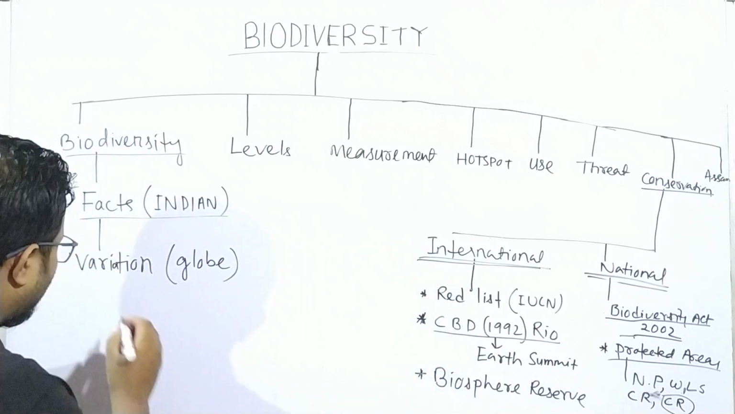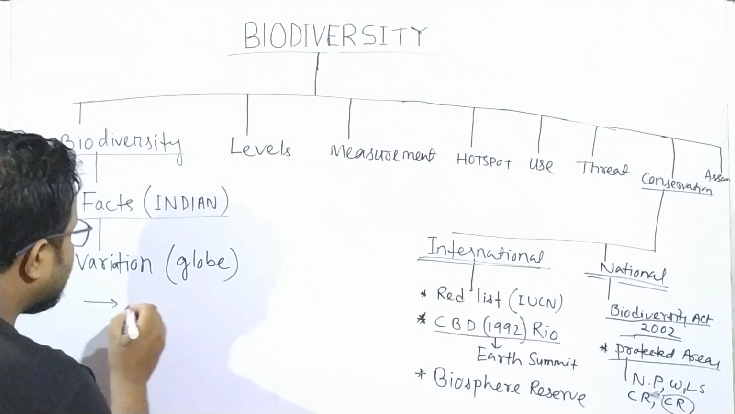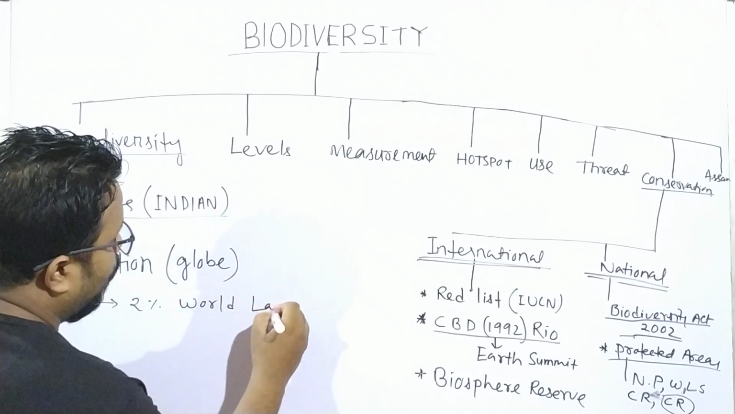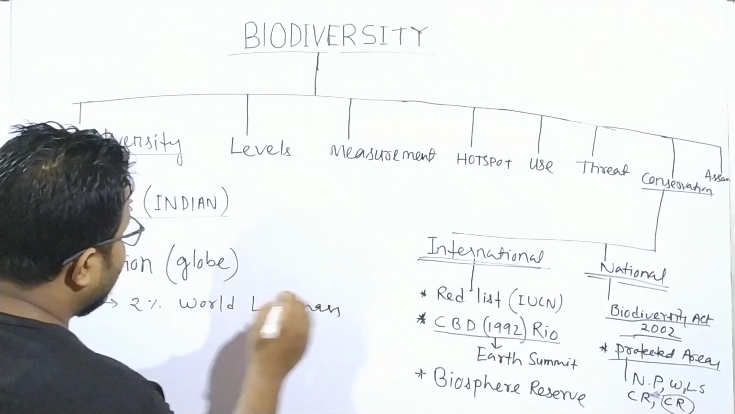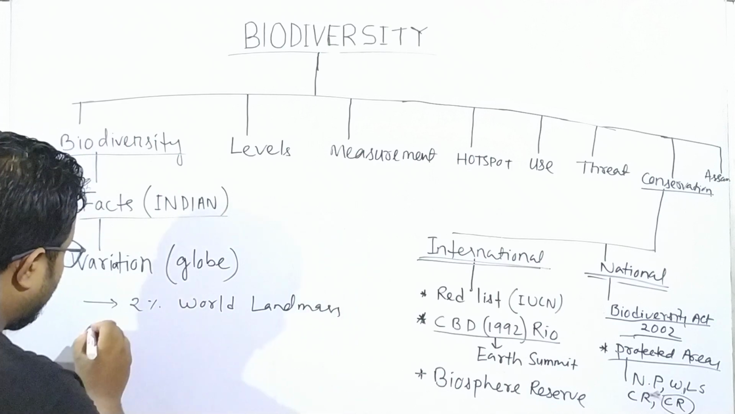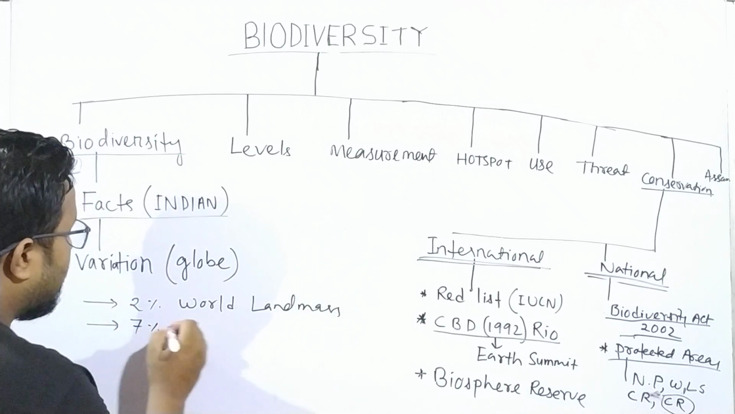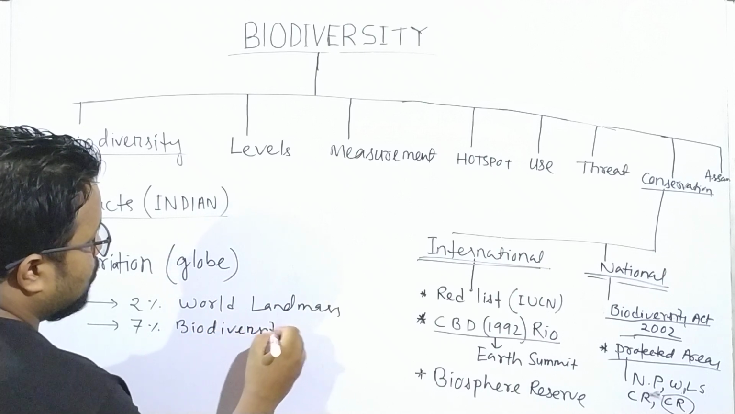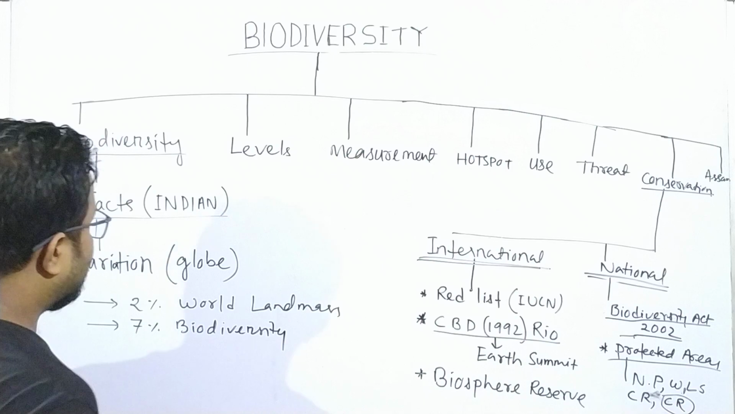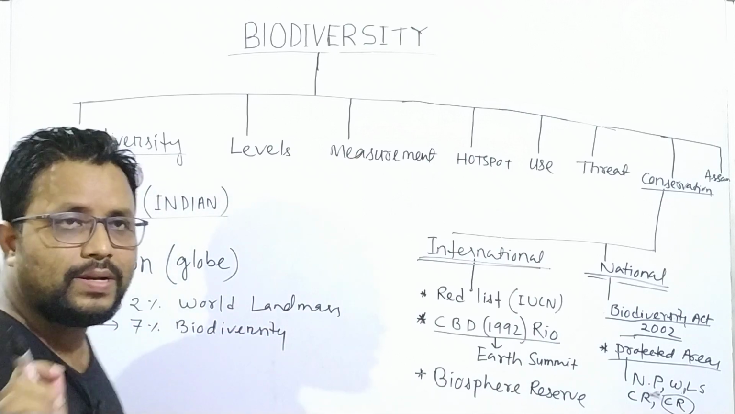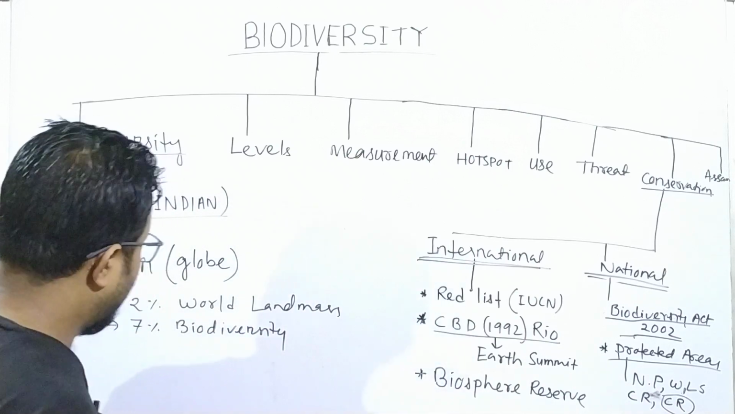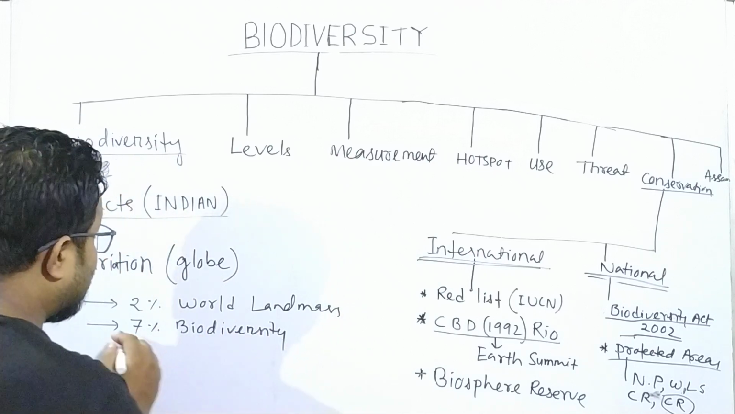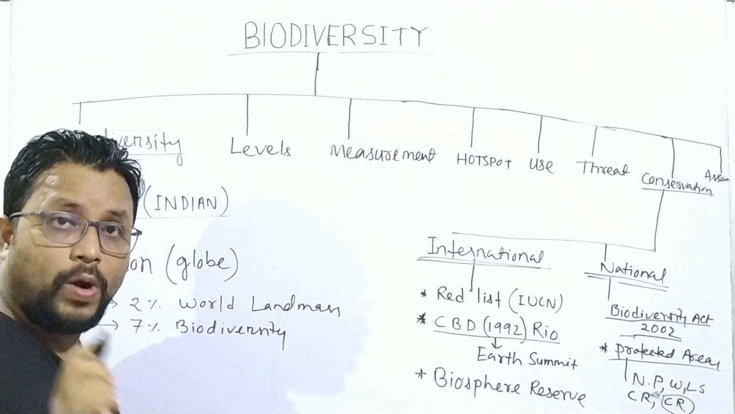Fact number 1: India has 2% of the world's landmass, but India has 7% of the biodiversity across the world. That means India is very rich in biodiversity.